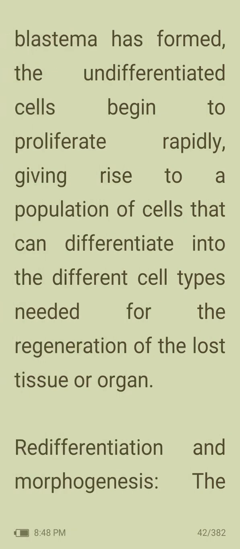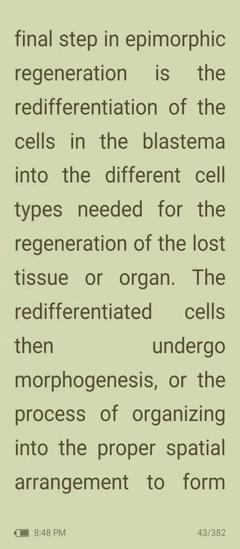Then proliferation. Once the blastema has formed, the undifferentiated cells begin to proliferate rapidly, giving rise to a population of cells that can differentiate into different cell types needed for the regeneration of lost tissue or organ. Then redifferentiation and morphogenesis. The final step in epimorphic regeneration is the redifferentiation of the cells in the blastema into the different cell types needed for the regeneration of lost tissue or organ.